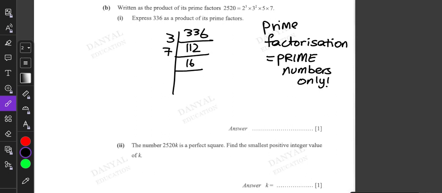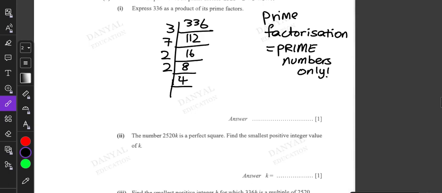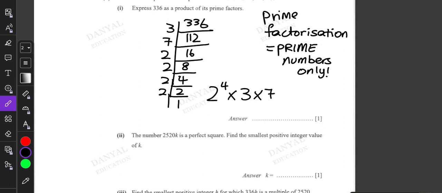Right. Next one will be 2, 8. 8, although it's very tempting to write 4, but you must remember this is prime factorization. So it will be 2. Again, tempting to write 4, do not do so, just write 2, 2 and 1. Alright, so it will be 2 to the power of 4 times 3 times 7. And it says a product of its prime factor. So, product of its prime factor will mean that you have to leave your answer like this.